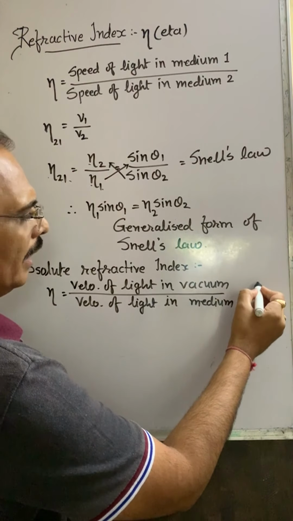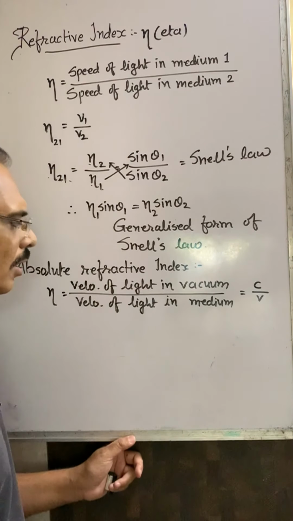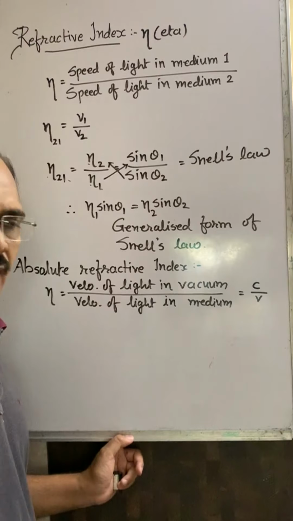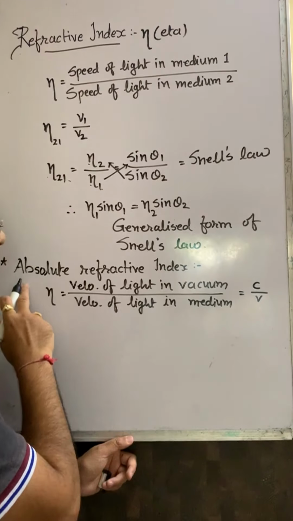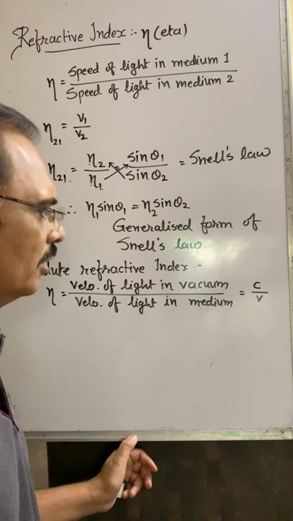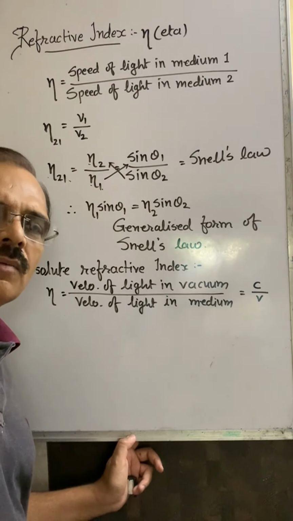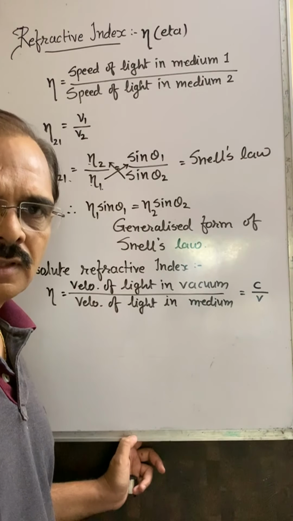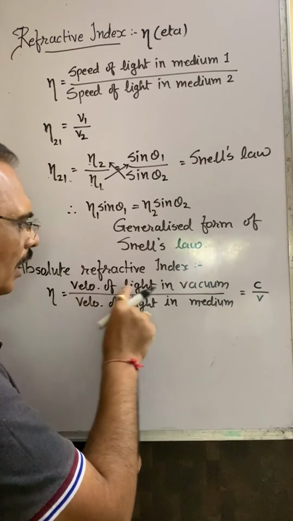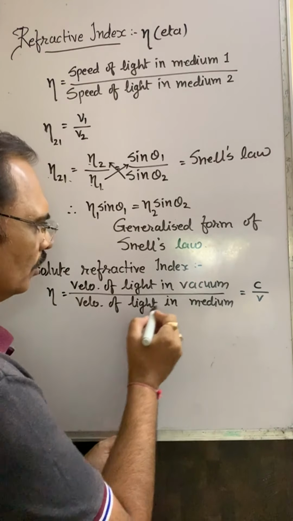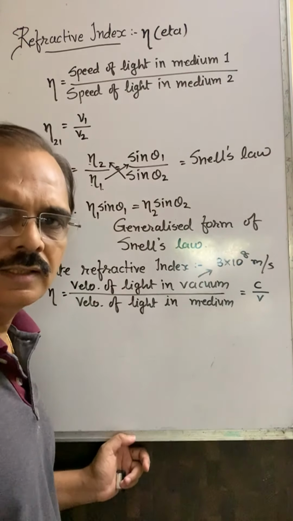If the velocity of light in vacuum is denoted as c and the velocity of light in a medium is denoted as v, then it is c upon v. If medium 1, then v1, medium 2, then v2. So absolute refractive index is the ratio of the velocity of light in vacuum to the velocity of light in the medium. Remember one thing: the velocity of light in vacuum is the highest, 3 into 10 raised to 8 meter per second.